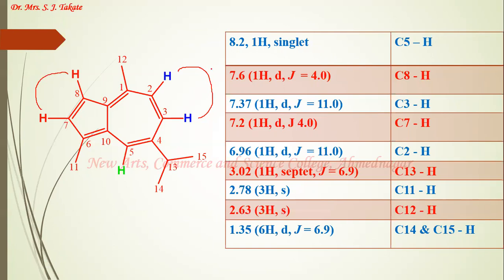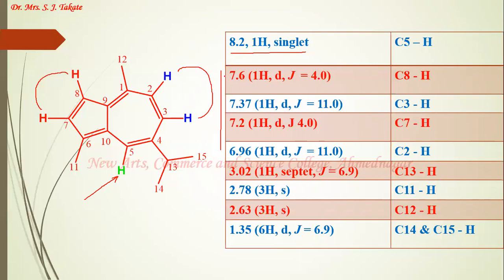If you look at the NMR data of this compound, the first signal is 8.21, a one-proton singlet. If you look at the structure, one can easily assign the first signal to the proton present on C5. It shows a singlet as it does not have any neighboring proton. Therefore, the first signal is because of the C5 proton. Now the next four signals are because of the two pairs of protons, the C7, C8 protons and the C2, C3 protons. But which is which, we have to decide.